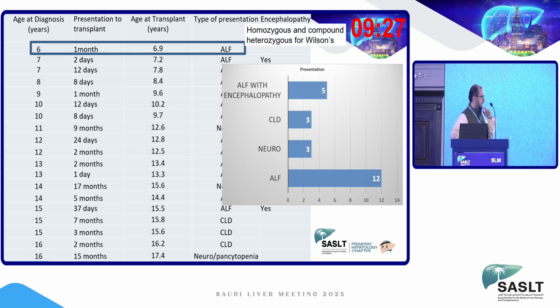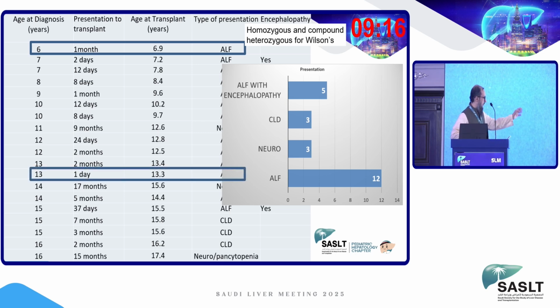This patient eventually, genetic testing showed a homozygous and a compound heterozygous mutation for Wilson disease. And we'll talk about the mutations later on as well. This patient, who was 13 years of age, presented.